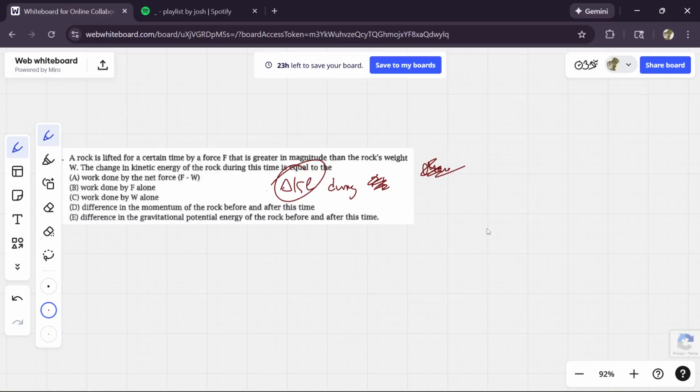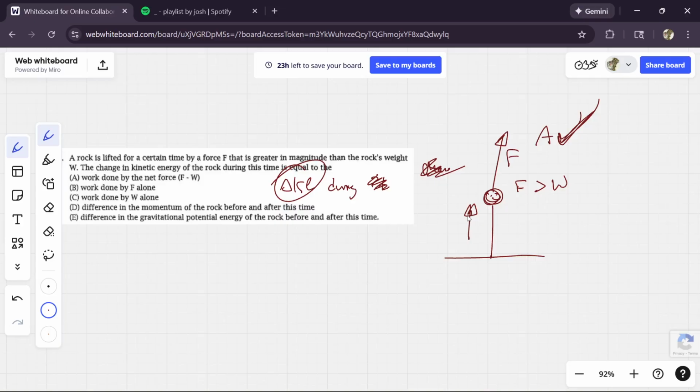And what we know, right, is this cute little rock is being lifted up by a certain force, and this force is greater than the weight, because it's going up like this. We also know that it is accelerating because it's moving upwards. And because it's moving, it's gaining kinetic energy and also gaining gravitational potential energy because it's lifted further and further off of the ground.